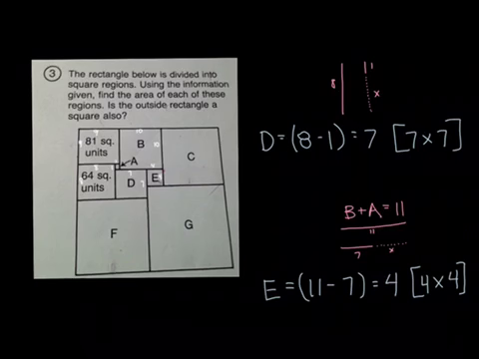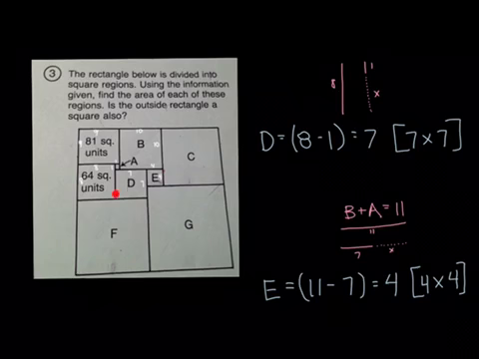So now for D and E, you kind of use the same concept as you keep going. So for D, we know that this whole line right here is 8, and then once we found A, we know that's 1. So we're going to take 8 minus 1 to get the whole length of D. So 8 minus 1 is 7, so it's a 7 by 7 square.